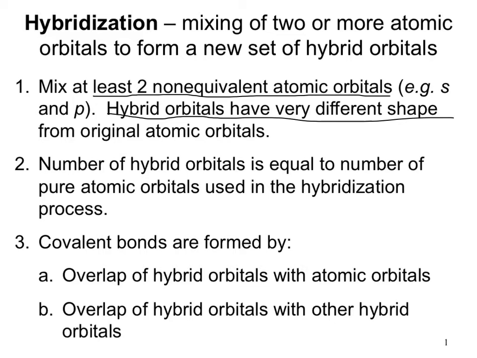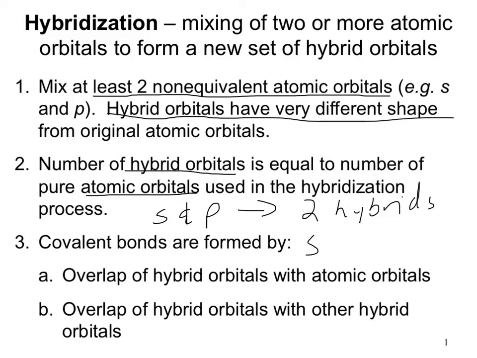Also, orbitals are conserved. That means that the number of hybrid orbitals is equal to the number of atomic orbitals used in the hybridization. So, for example, if I use one s and one p, I'm going to make two hybrids. If I were to use an s and two p's, I would make three hybrids.